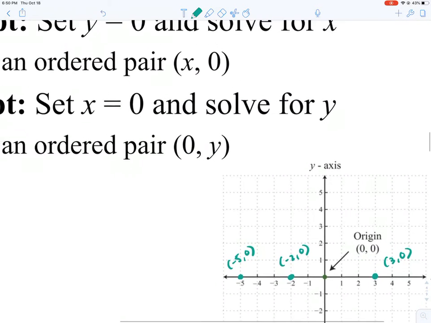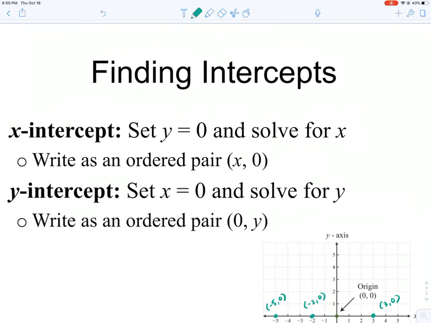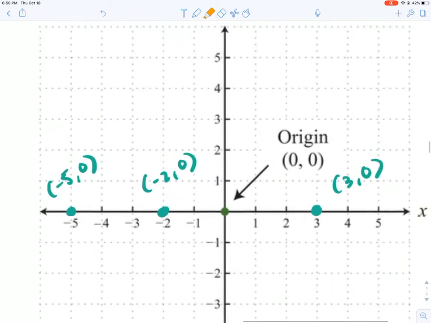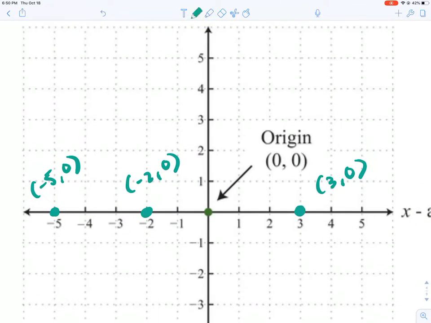So to find the x-intercept of a line, you can set y equal to 0 and then solve for the x value that corresponds to it. Then the x-intercept should be represented as an ordered pair because that ordered pair corresponds to a point on the graph.